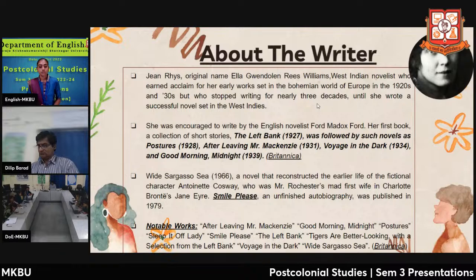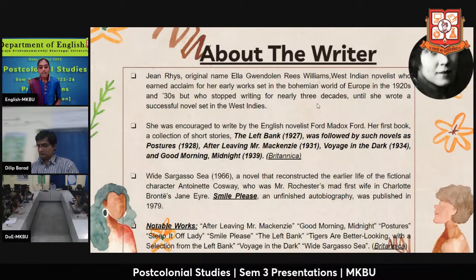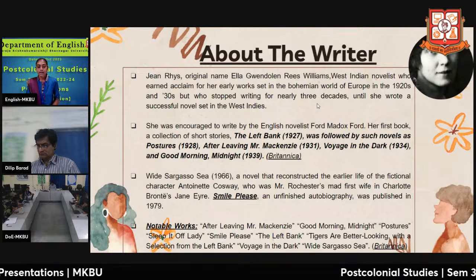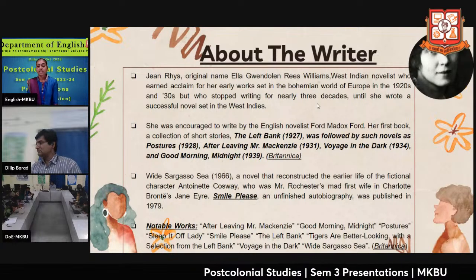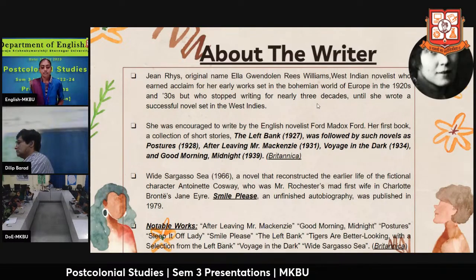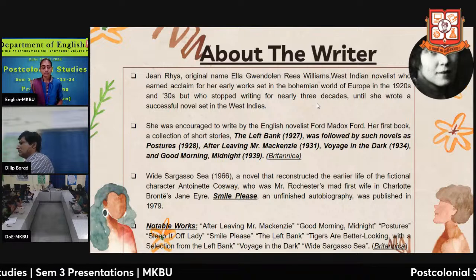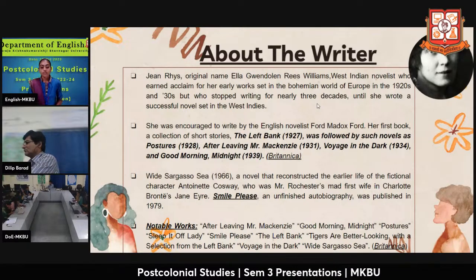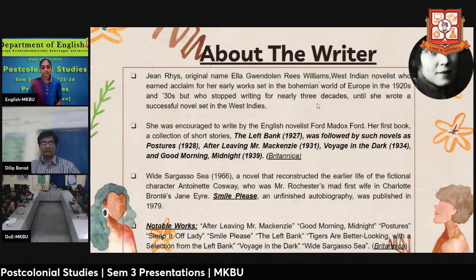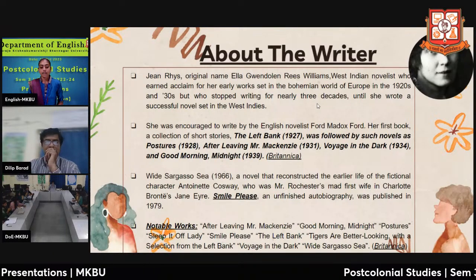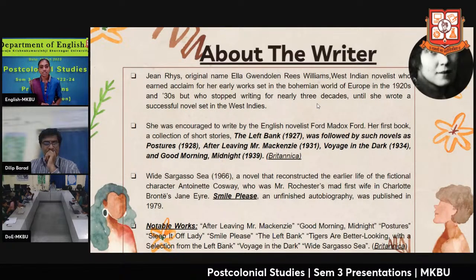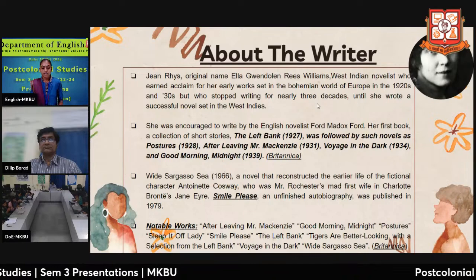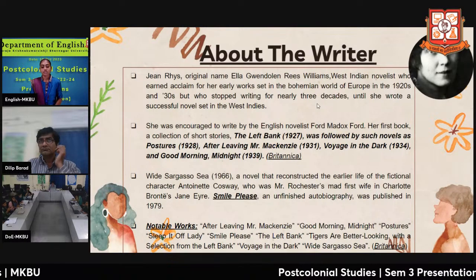another collection of short stories, and then After Leaving Mr. Mackenzie, Voyage in the Dark, and Good Morning, Midnight. Wide Sargasso Sea is a novel that reconstructed the earlier life of the fictional character Antoinette Cosway, who was Mr. Rochester's first wife in Charlotte Bronte's Jane Eyre. Smile, Please, her unfinished autobiographical work, was published in 1979, and these are some other notable works written by her.